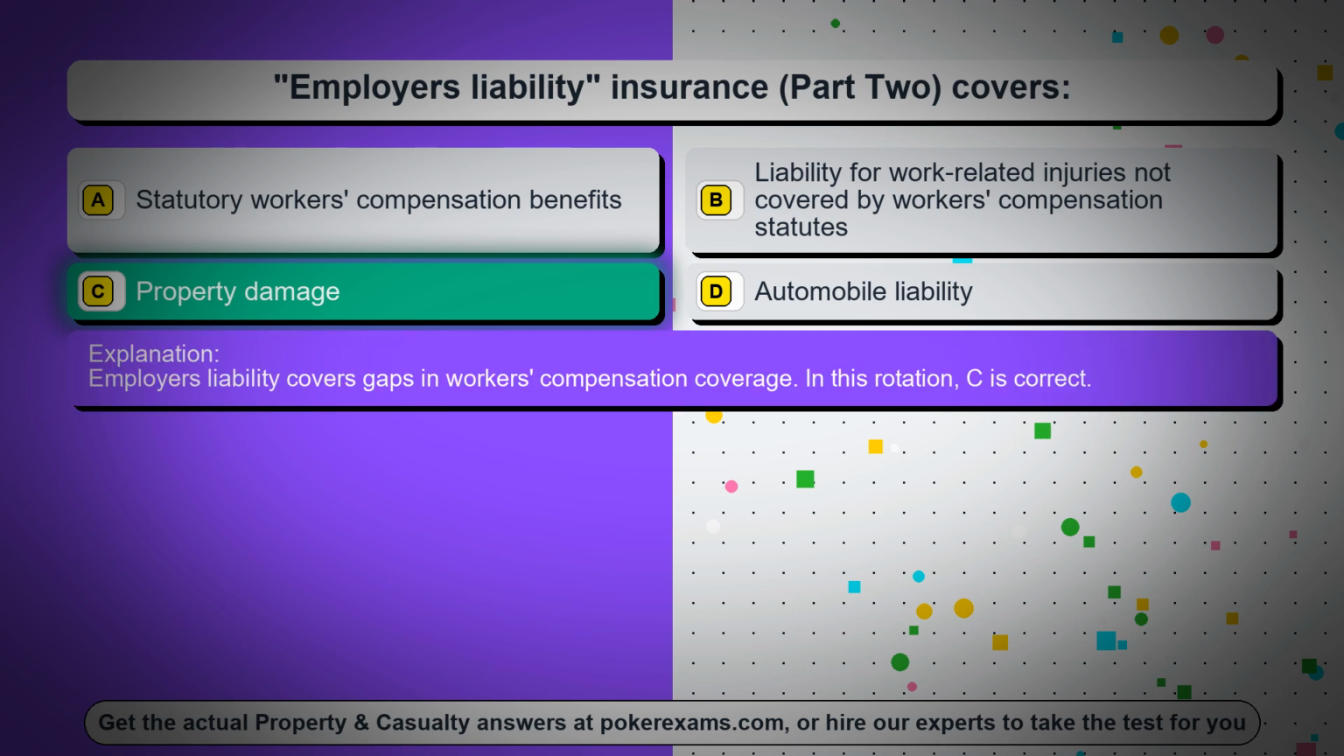Employer's liability covers gaps in workers' compensation coverage. In this rotation, C is correct.